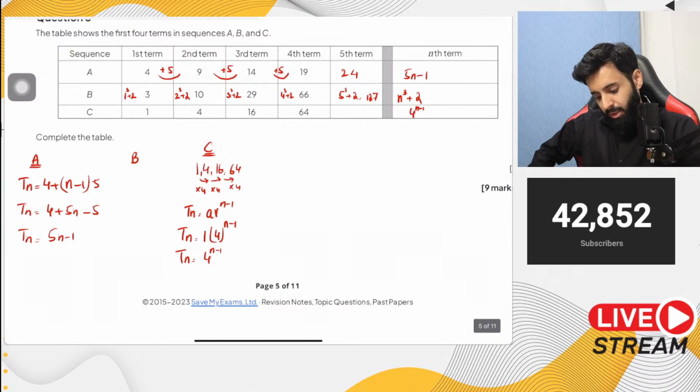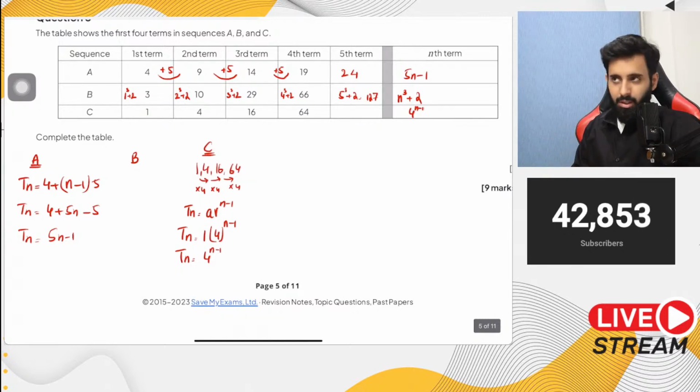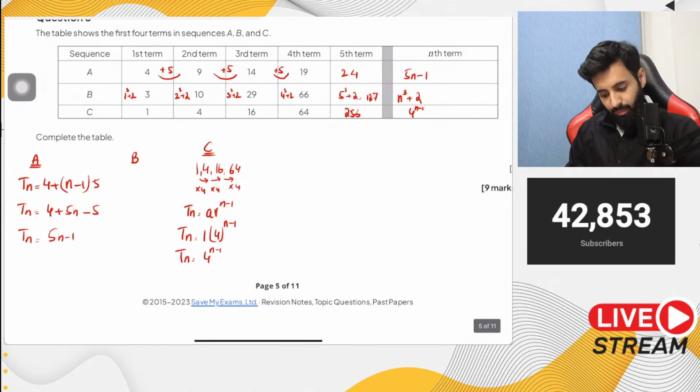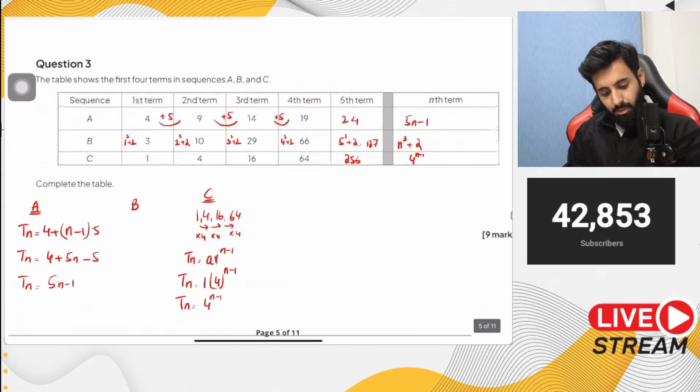And what about the fifth term? You can just multiply 64 by 4. And what's that equal to? That's equal to 256. And there you go, that's your answer. Okay, so that's question number 3 done.